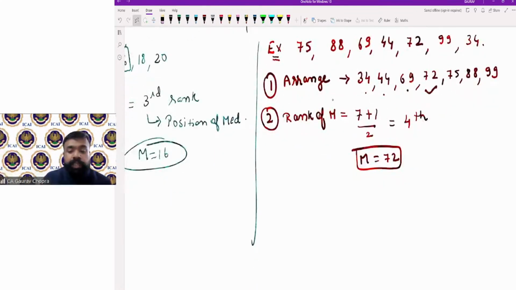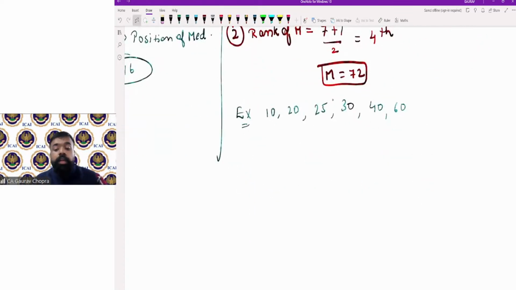Okay. Let's take one more. This time series is 10, 20, 25, 30, 40, and 60. Now this time, what will be the median? The series is already arranged this time. Series पहले से ही arranged है. There is no problem in that. So this is already the first step. Now, second step is to calculate the rank of median. So how many observations are there? 6 observations. So 6 plus 1 divided by 2.